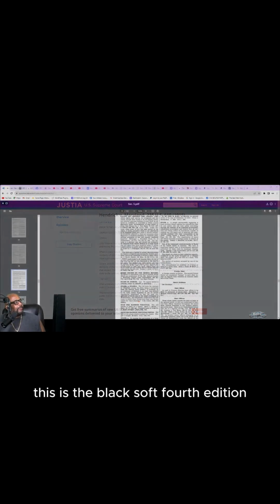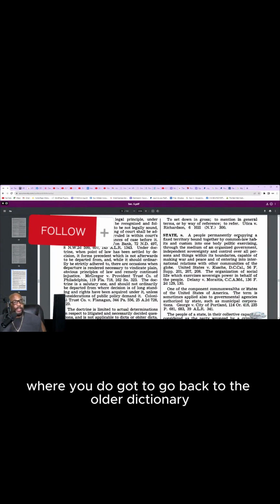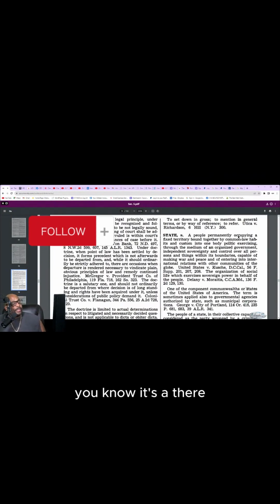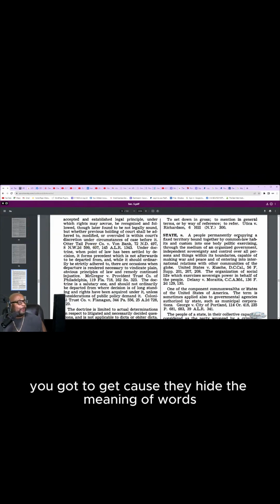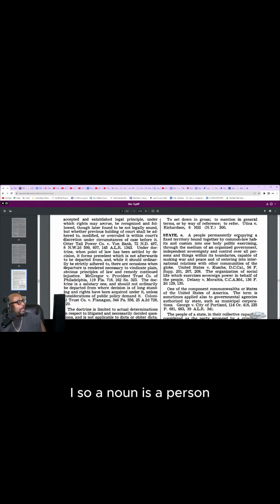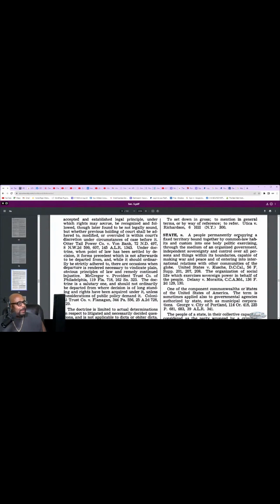So right now, this is a Black's Law 4th edition. This is one of those situations too where you do got to go back to the older dictionary. You know, there are situations like this you got to get because they hide the meaning of words. All right. So a noun is a person, place, or thing. So we're talking about a state. So we're going to look at the noun of state, which is right here.